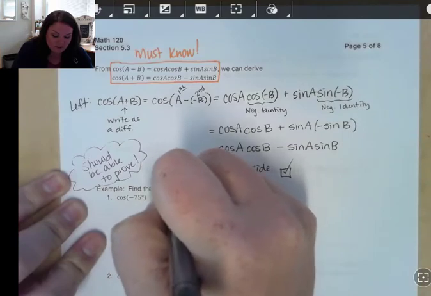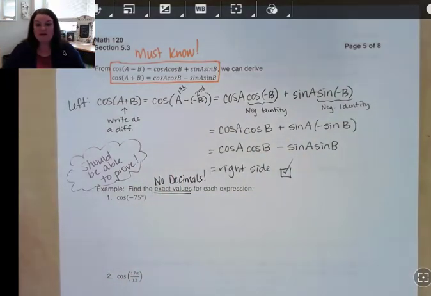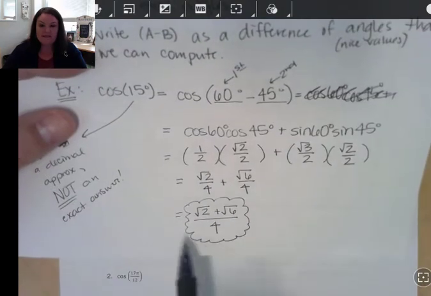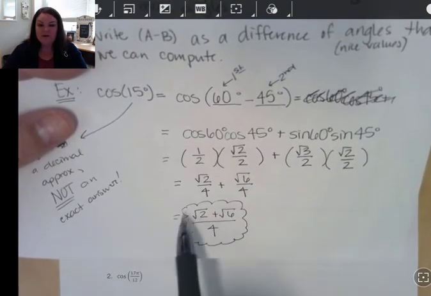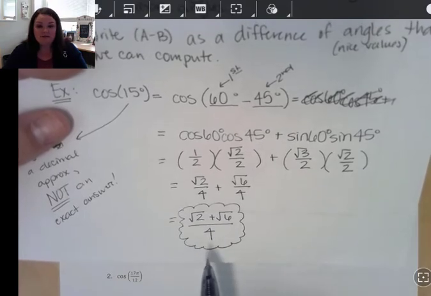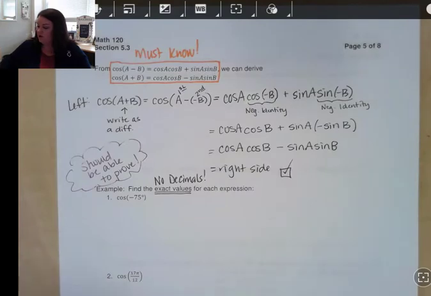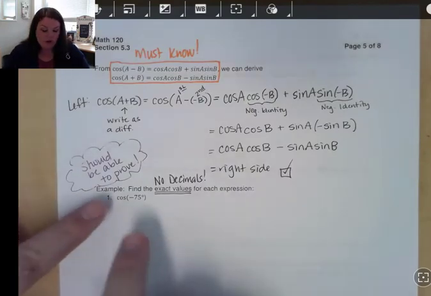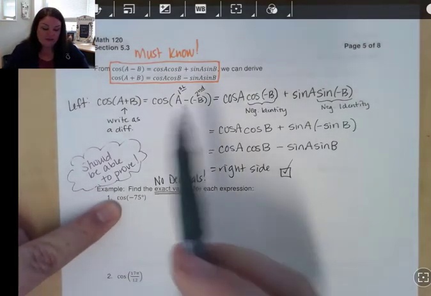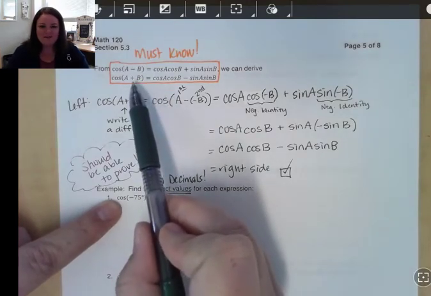That means no decimals. Okay, that means we're going to have something like we did on the other page. Something like, where is my other page? Something like this. This is an exact value because it hasn't been rounded. It doesn't have repeating or ongoing decimals. It is the exact value. Okay, so that's what we want to do for these. So I'm going to go ahead and use our addition identity just because that's our new one. So let's get some practice with it.